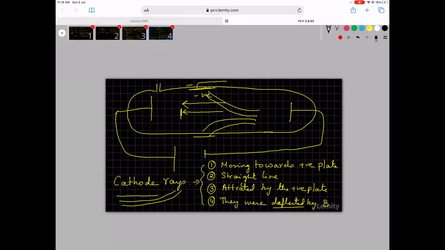They were moving towards a positive plate. They were moving in a straight line. They were attracted by the positive plate. So if you kept a positive plate in between, they got attracted towards it, and they were deflected by a magnetic field.